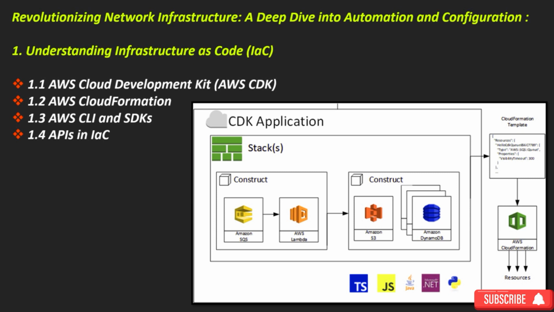Finally, APIs in IaC. Application programming interfaces play a crucial role in IaC by enabling communication between different software components. Understand? They allow for seamless integration and coordination, contributing to the overall automation of a network infrastructure.